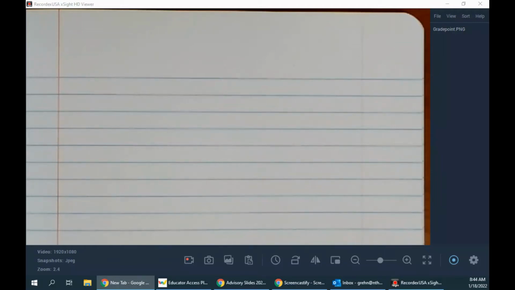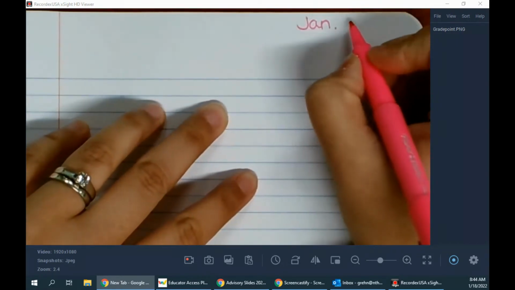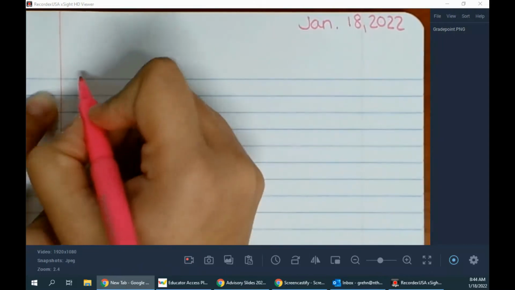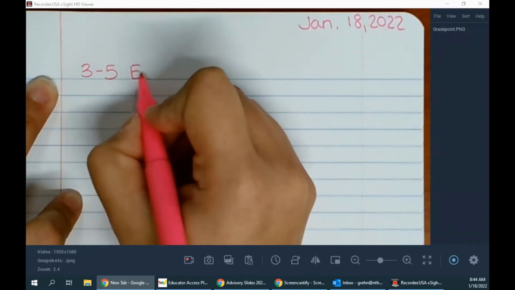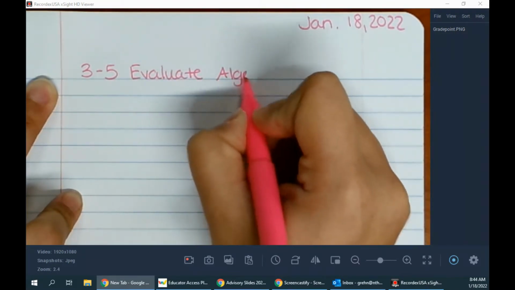Today we're going to be looking at evaluating algebraic expressions. So go ahead and open your notebook up to the next available page, and you can put today's date at the top of your page. And then we are in topic 3, lesson 5, evaluate algebraic expressions.